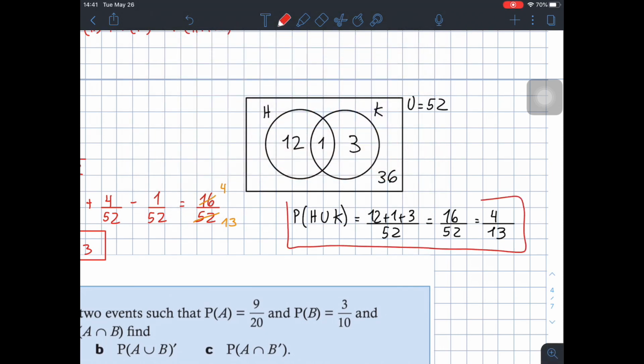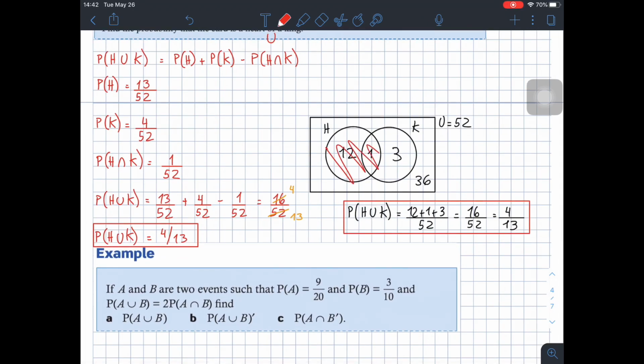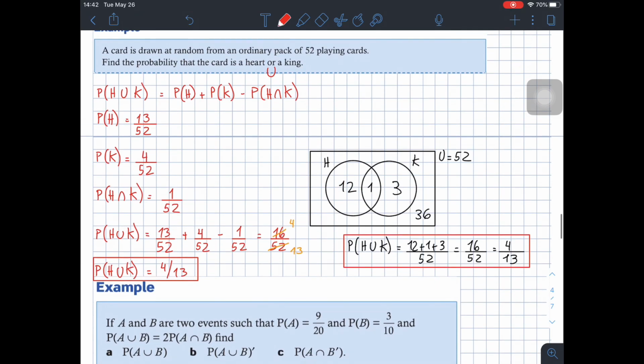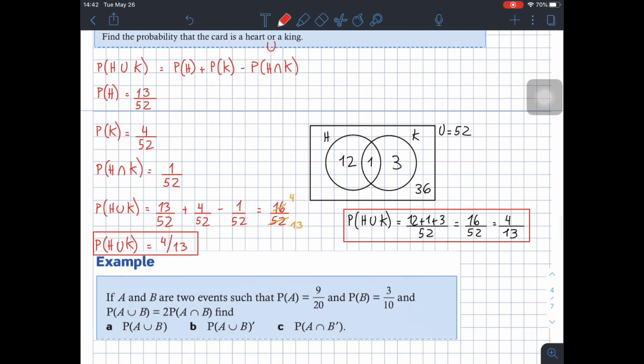You can make a sketch of the Venn diagram to analyze what's happening, and maybe it will become easier to find the result that you're looking for. But I'm showing you both ways for you to know that there are different ways one can find a probability, using a formula or drawing a Venn diagram.